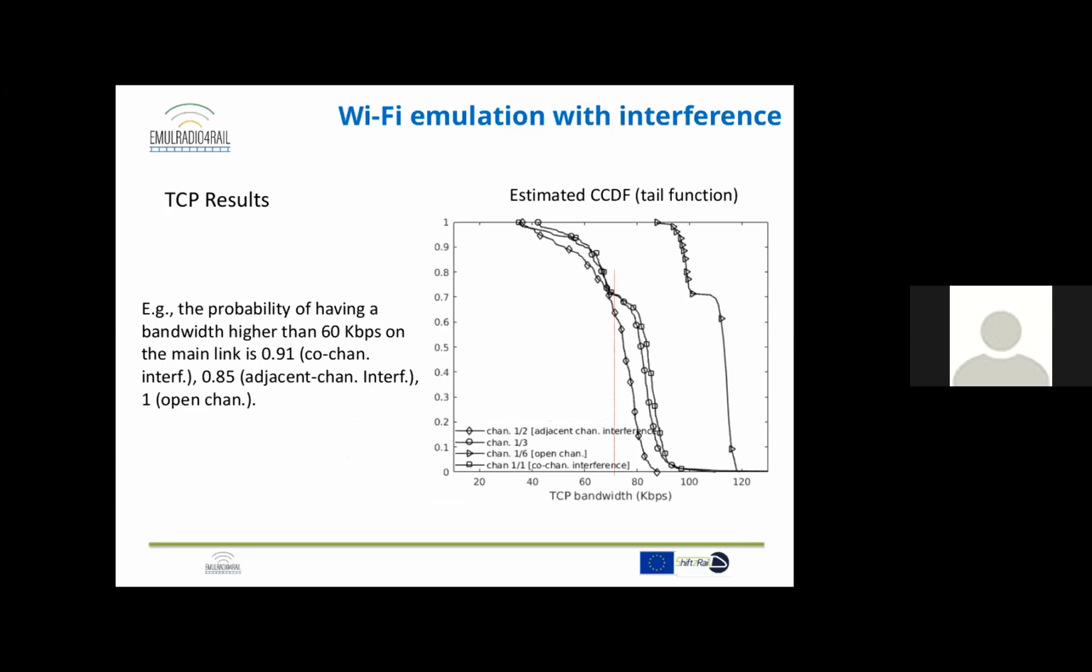For the results in the TCP case, we plotted the estimated tail function. Here we can see the effect of each of the interference scenarios on the TCP bandwidth.